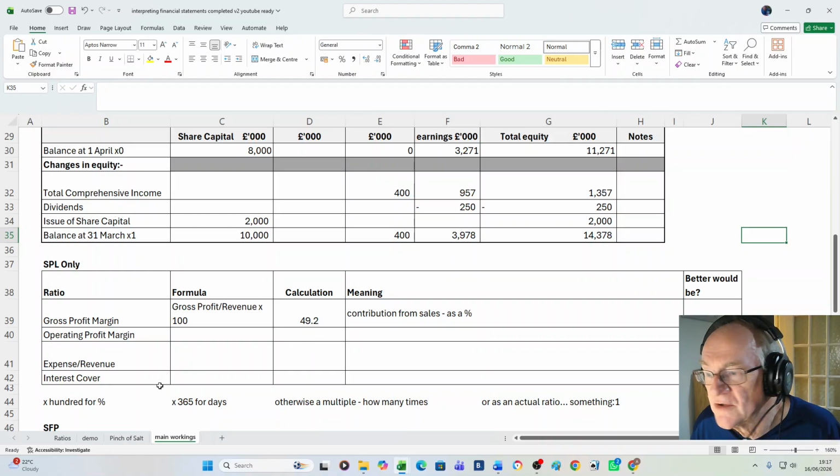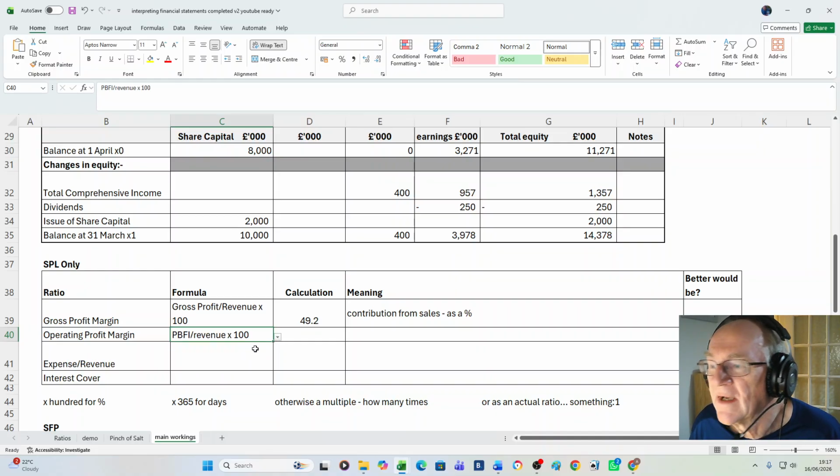Because it's times 100, that's a percentage. We will see some later that are times 365 for days. Some of them are multiples, those are the ones that students often describe wrong. Or an actual traditional ratio, something to 1. There's only 2 of them left that we do that way.